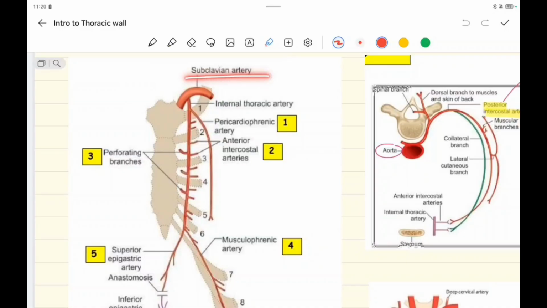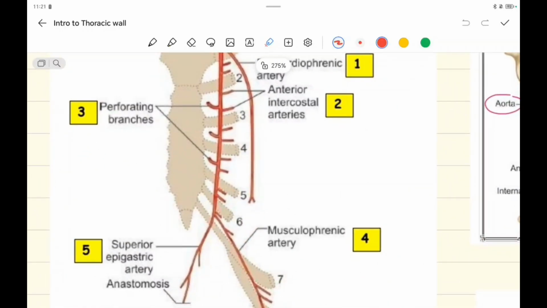So once I have the subclavian artery, I need to know that it's divided into three parts. The first part of the subclavian artery is what gives me my internal thoracic artery. The internal thoracic artery will pass through the first costal cartilage behind the clavicle, and it will keep moving downwards until where? Until the sixth intercostal space, meaning that the internal thoracic artery terminates under the sixth rib and above the seventh rib, so it's in this space.